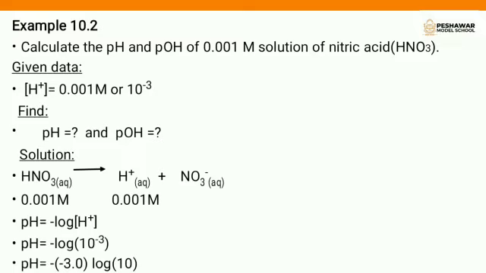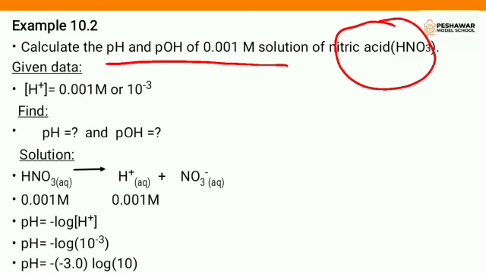Example 10.2. Calculate the pH and pOH of 0.01 molar solution of nitric acid. As we discussed in previous lectures, how you calculate the pH and pOH of a solution. We already calculated the pH and pOH of water in the previous video. In this example, calculate the pH and pOH of nitric acid, HNO3. We have given data: molar concentration of hydrogen is 0.01 molar.